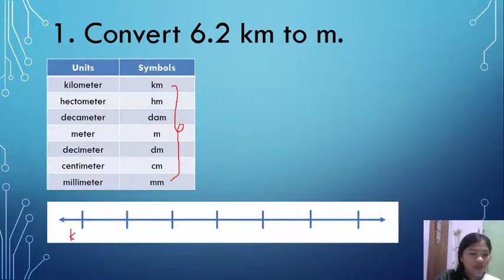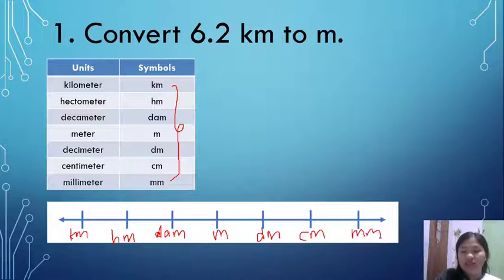So kilometer will be here. Hectometer will be here, followed by decameter. And then you have here the meter, decimeter, centimeter, and millimeter. That's why I suggest you should memorize the correct arrangement from the highest one, from kilometer, going down to millimeter, because that will help you to convert measures of length, capacity, and mass the easiest way and the fastest way, I think.